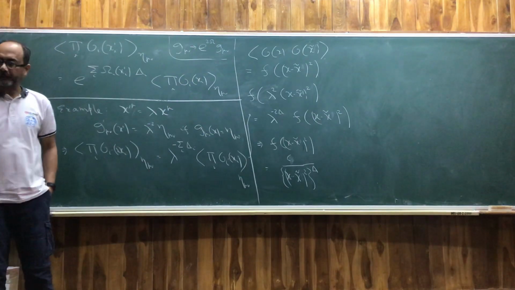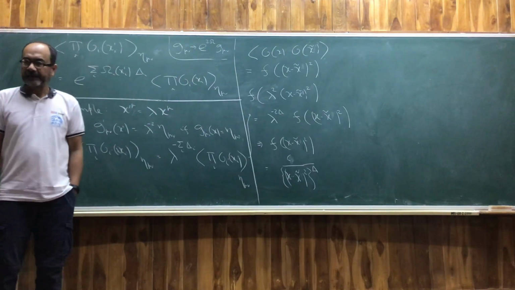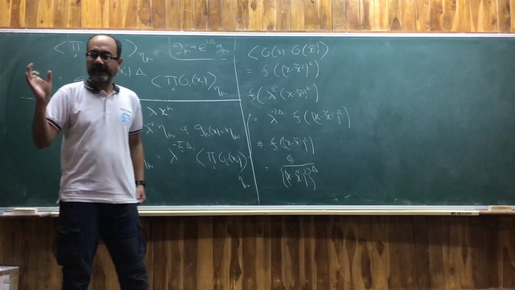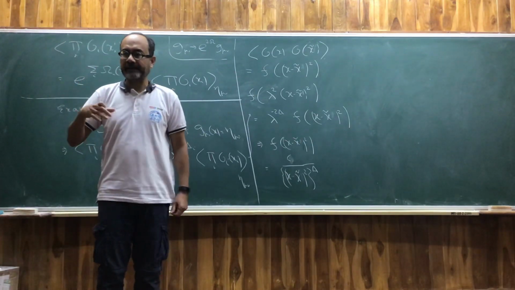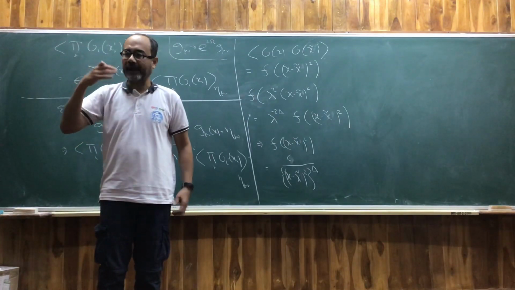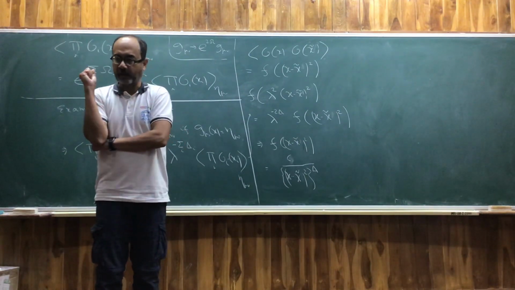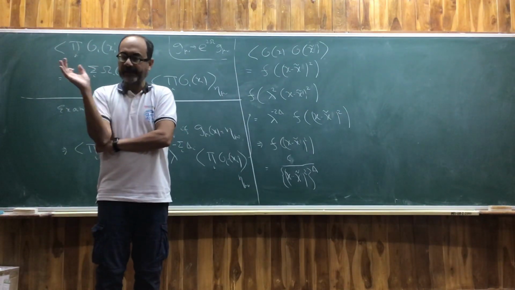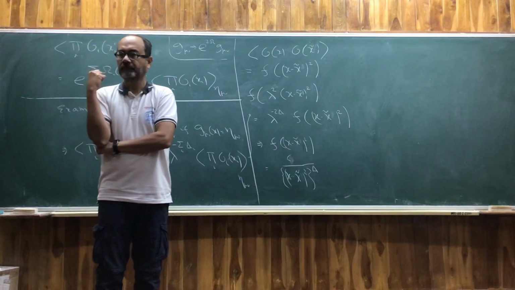If you take the 4-point function, then naively you would have expected it to depend on, say, 4 times d space-time coordinates, but conformal invariance basically fixes 3d of them.